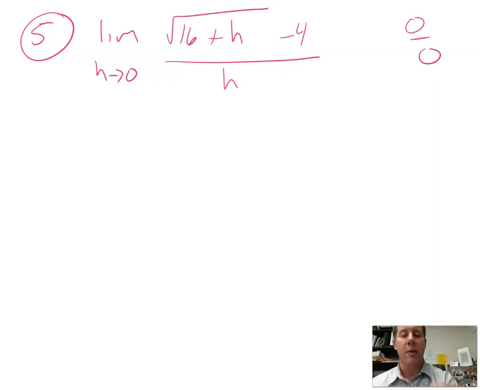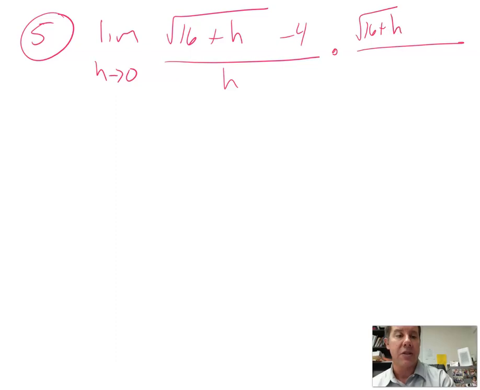I need to do something more with this. Again, whenever you see this square root, that is a good sign that you're going to have to use the conjugate. Like we used to rationalize the denominator, I'm going to use the conjugate on the numerator. I'm going to multiply both the top and bottom by the square root of 16 plus h plus 4. That's the conjugate. I'm going to pause and do some work and come back again because we're at 1 minute left.